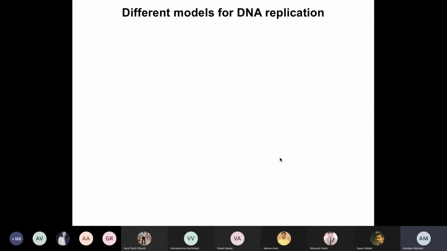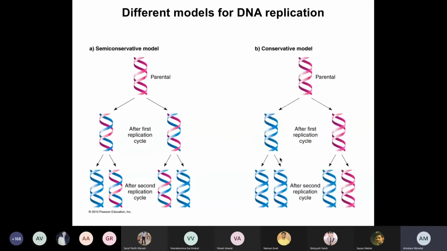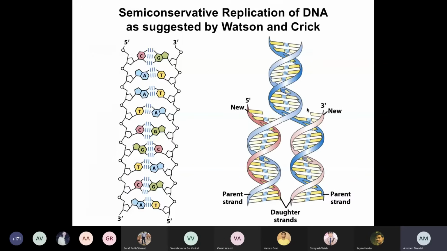And how does DNA replication happen? We have discussed two particular models. We have discussed the semi-conservative model, where the two DNA strands get separated from each other, and then each of these strands acts as a template for the synthesis of the new DNA strands. Here the blue strands represent the strands coming from the parental double-stranded DNA.